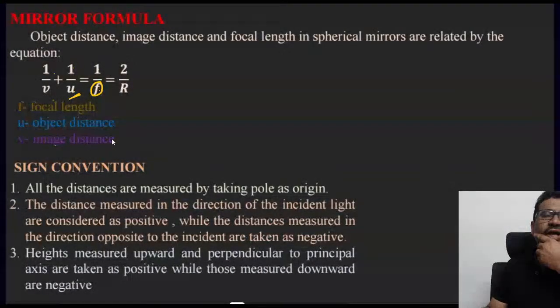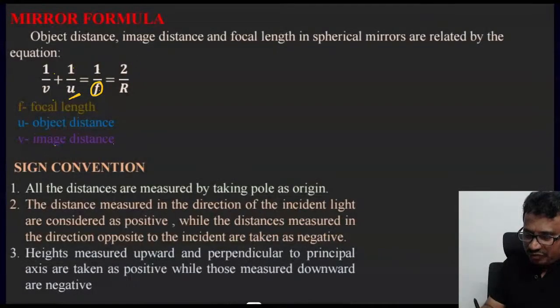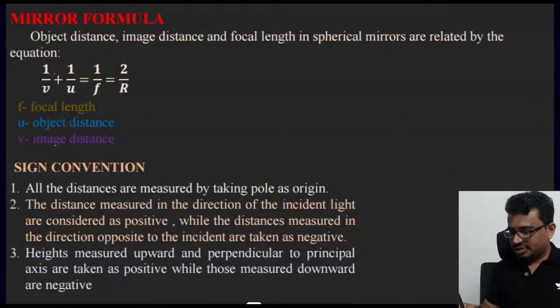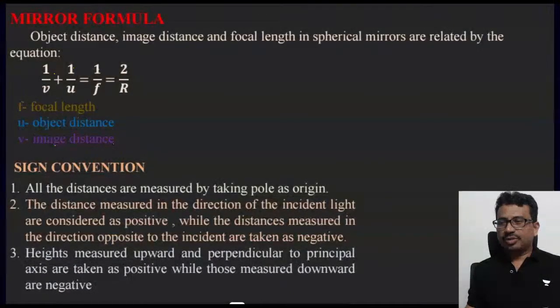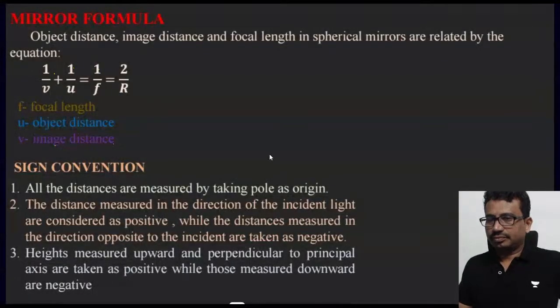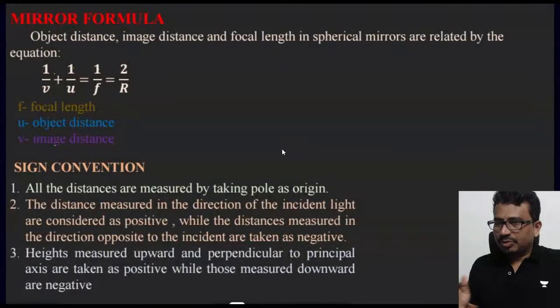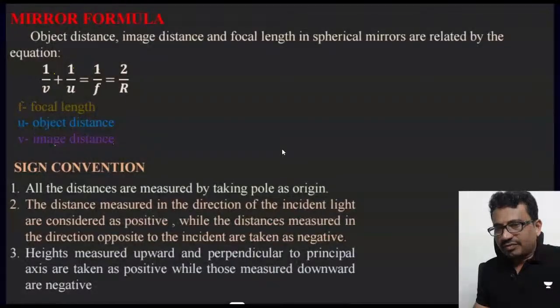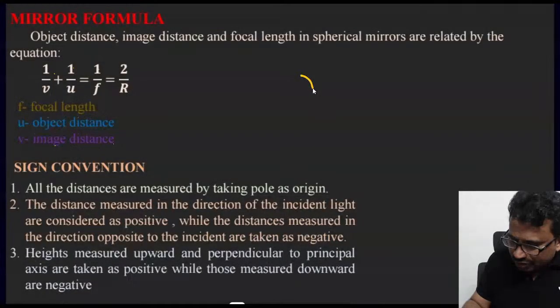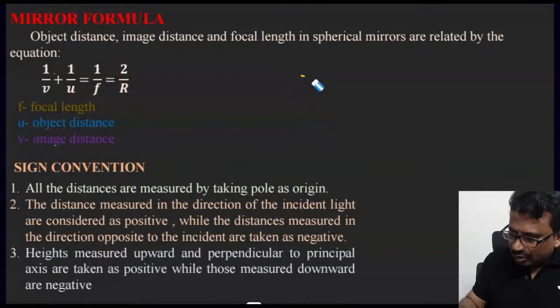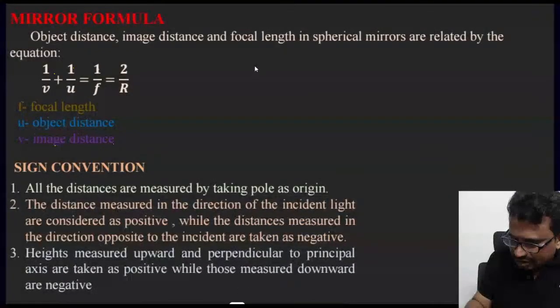While using this formula, you need to follow the standard sign conventions. Let's see what sign conventions we need to follow. Do remember, whether it may be a convex or concave mirror, all the distances must be measured from the pole. The pole means the midpoint of the mirror.